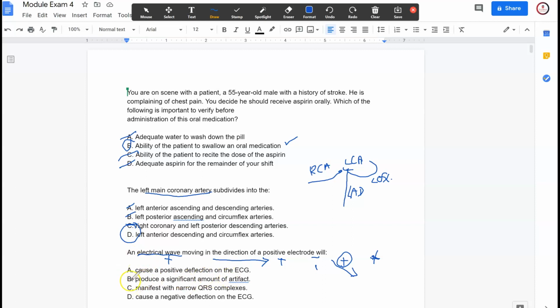Artifact has nothing to do with electrical wave. Manifest with a narrow QRS complex. I mean, maybe, maybe not. We can't guarantee this for sure. This here is your distractor. And cause a negative deflection on the EKG. No, because if it's a negative wave moving to a positive electrode, then yes, it would cause a negative deflection. If it was a positive wave moving away from a positive electrode, you'd also have a negative deflection. All right, so moving on to the next set of questions.